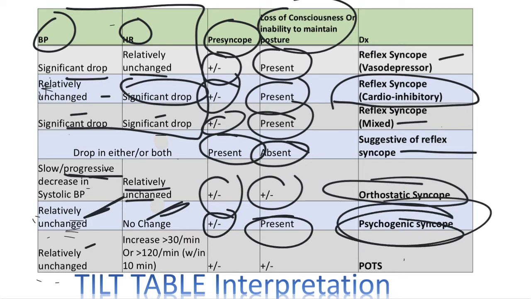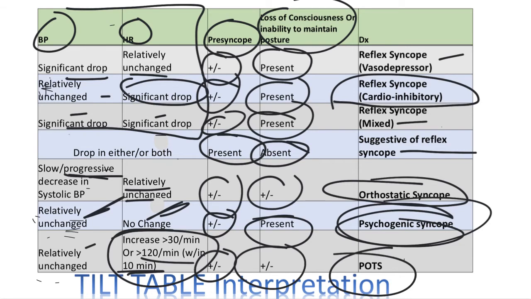Now, if blood pressure is unchanged, but the heart rate increases by more than 30 beats per minute, or the total heart rate is greater than 120 per minute within a 10-minute window, there may or may not be pre-syncope, and there may or may not be loss of consciousness. This is diagnostic for postural orthostatic tachycardia syndrome.